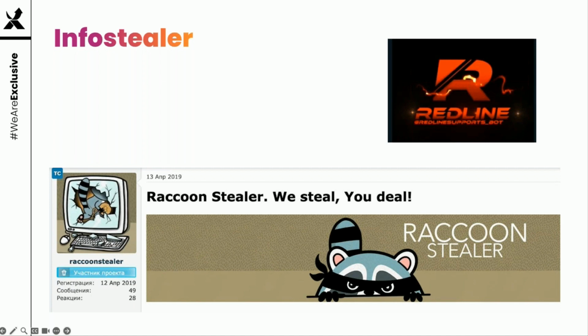For example, the Redline malware tool is being seen more and more on the dark web. Raccoon as well, we steal you deal. They basically get all kinds of credentials from credential stores, from your browser, credit cards that you have stored in your browser. Whenever you're buying something online and your browser asks if you want to save the credit card, well, that's the stuff that they're getting out. Same for passwords that have been stored on, for example, Discord or VPN credentials that are stored on disk. This is the kind of stuff that this malware is all about.